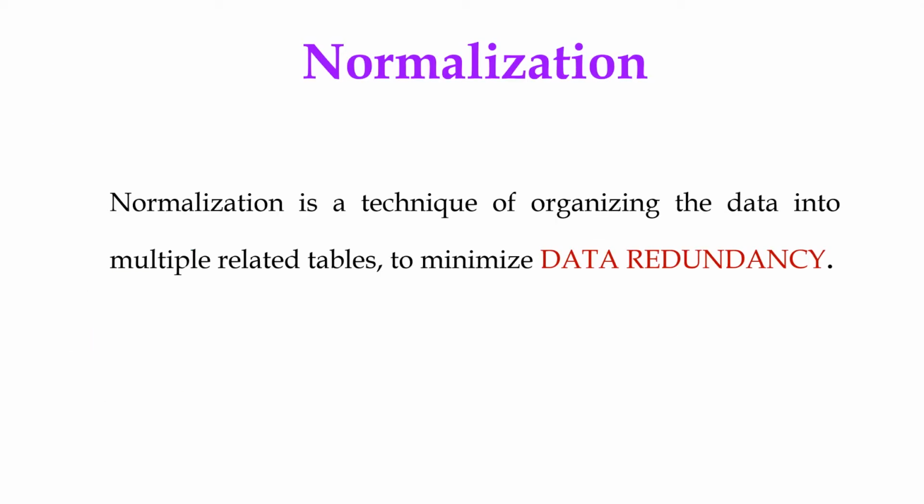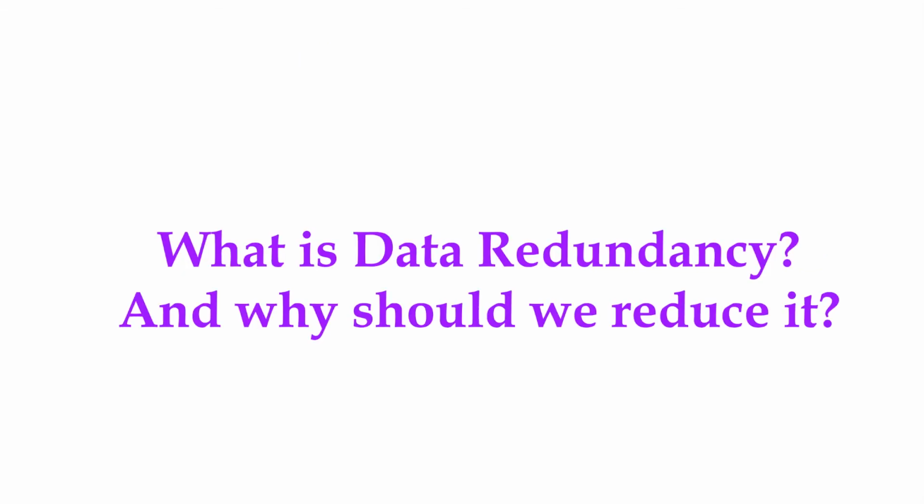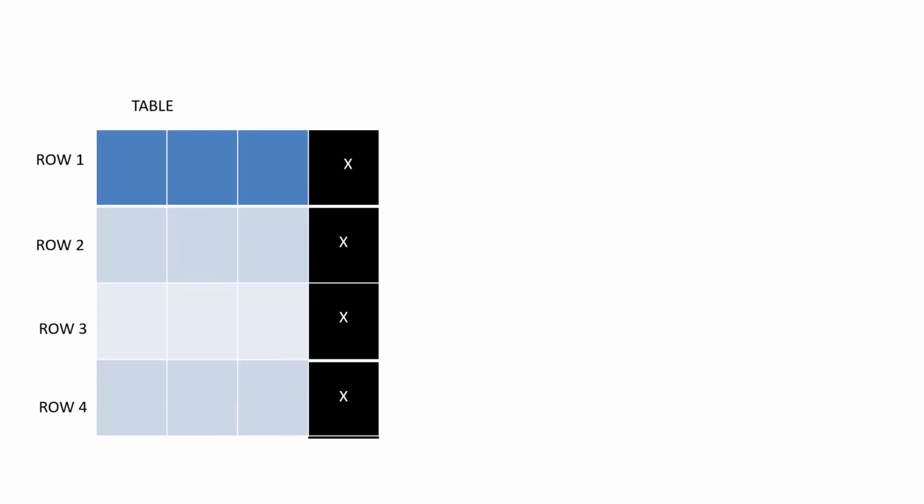The next topic is normalization. Why do we go for normalization? Just to reduce data redundancy. First we shall understand what data redundancy is, and then we will learn what normalization is. So what is data redundancy and why should we reduce it? Let us understand it with an example.